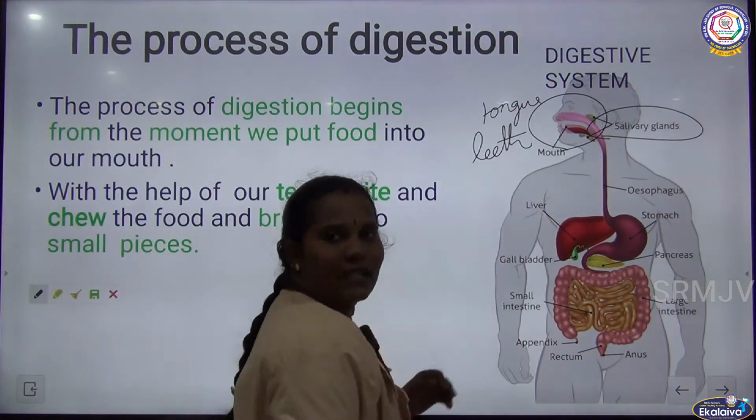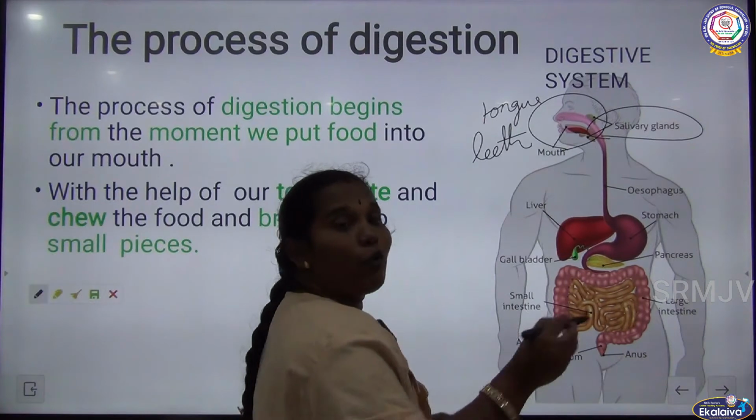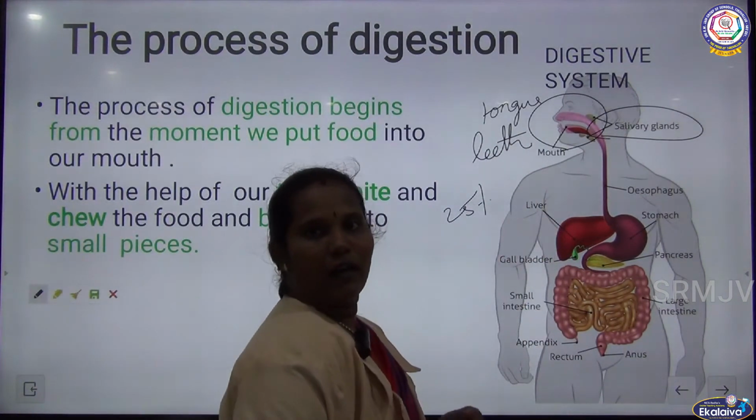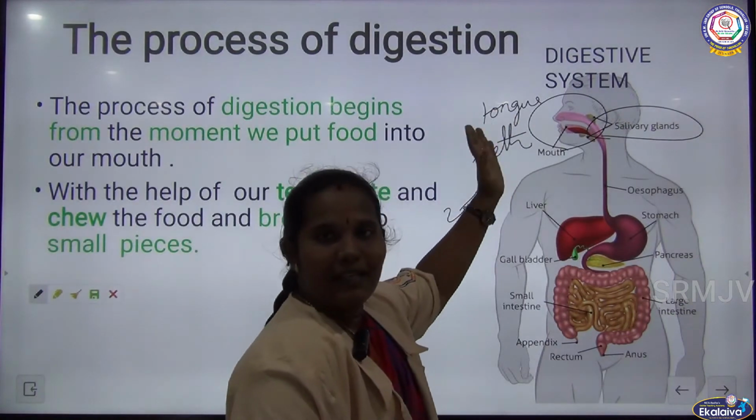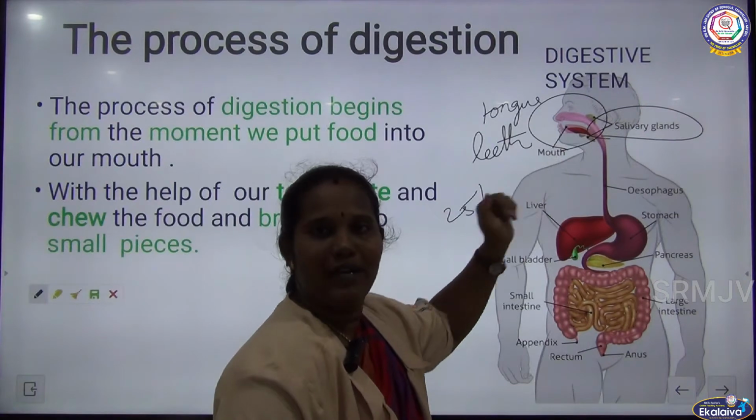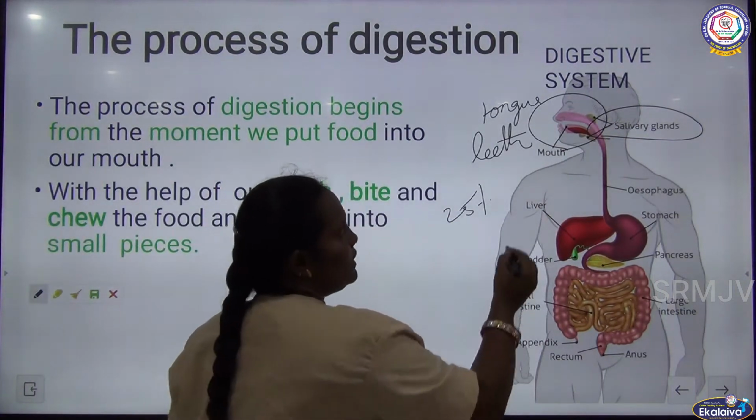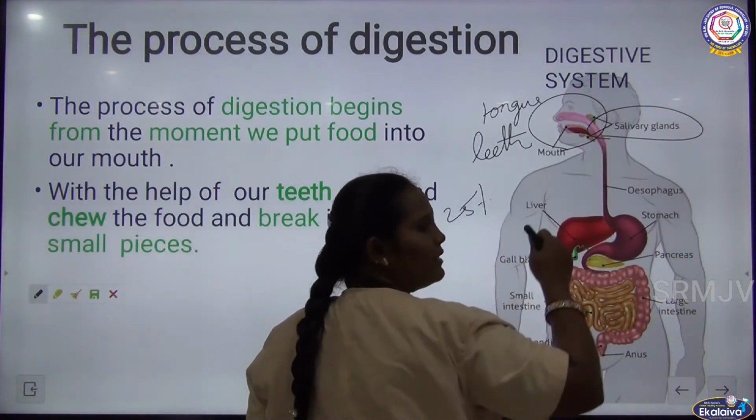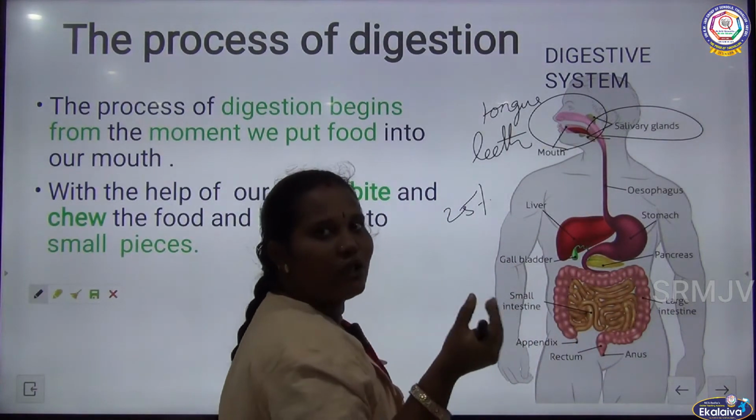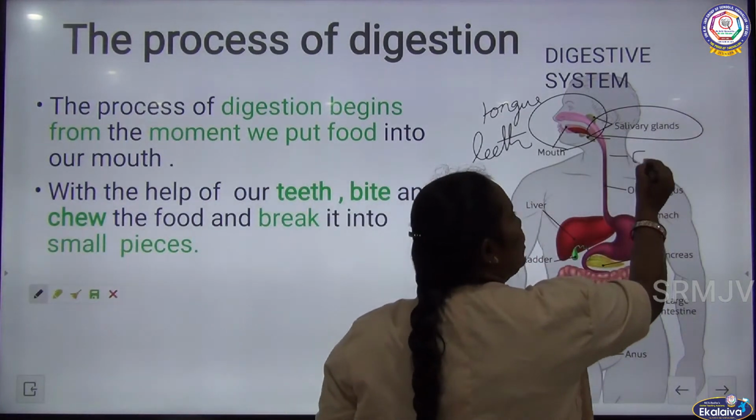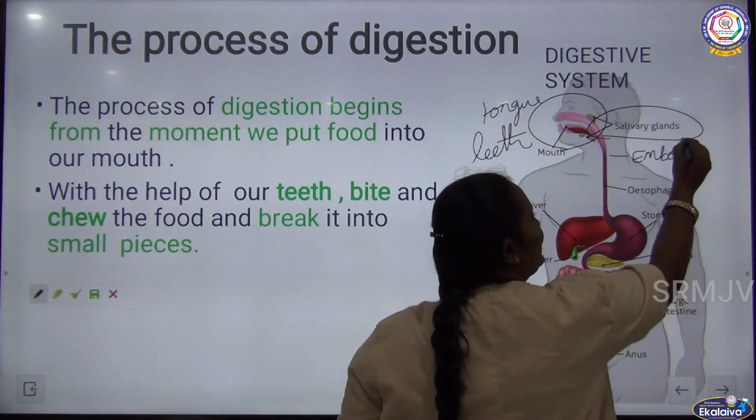So these three things help with 25% of the digestion happening in the mouth. How? With the help of the tongue, teeth, and the salivary gland. The salivary gland is very important for our digestion. After 25% of the food is digested, converted into simpler form, the food is called bolus.